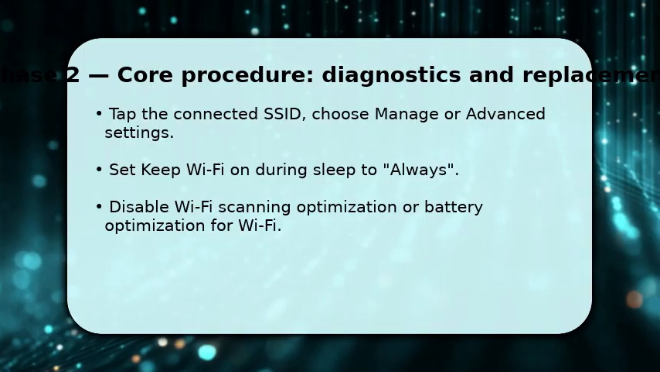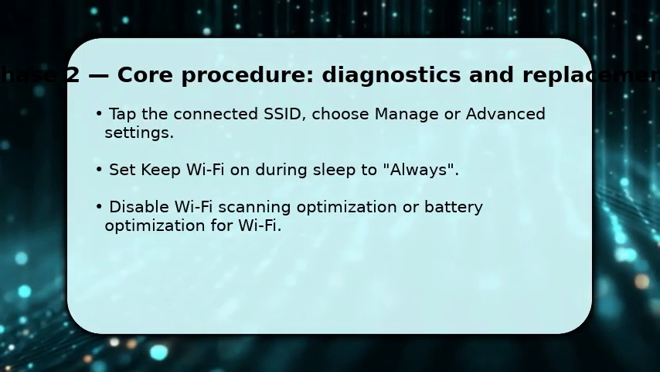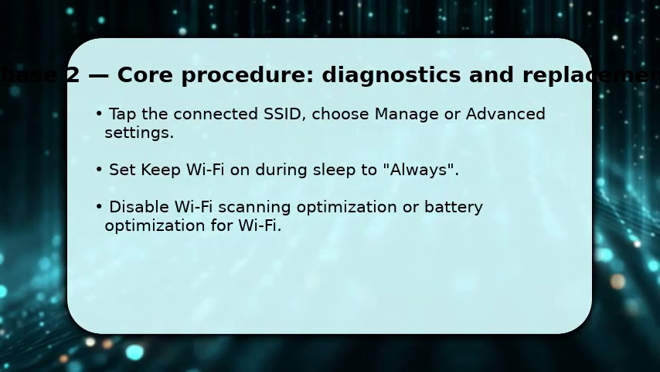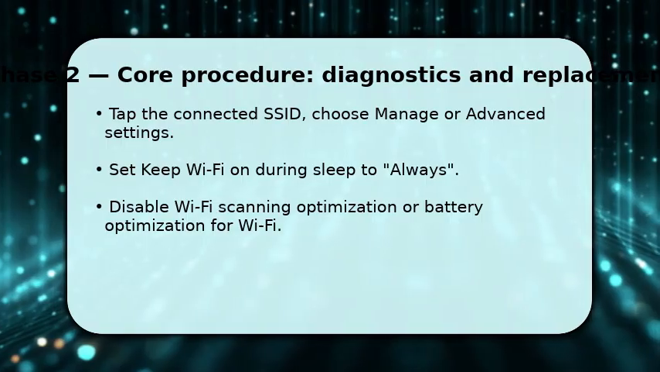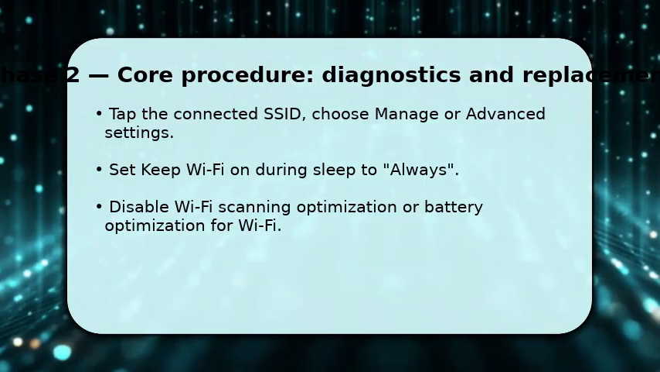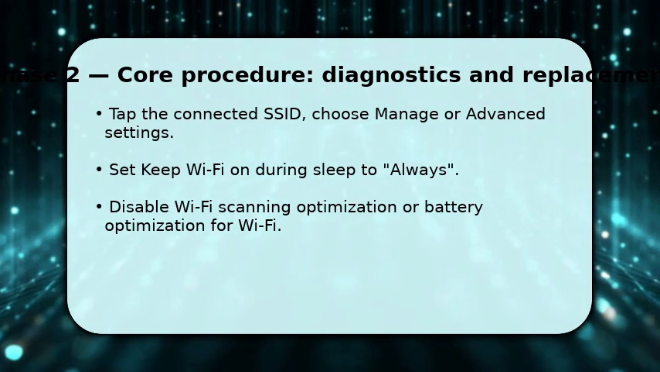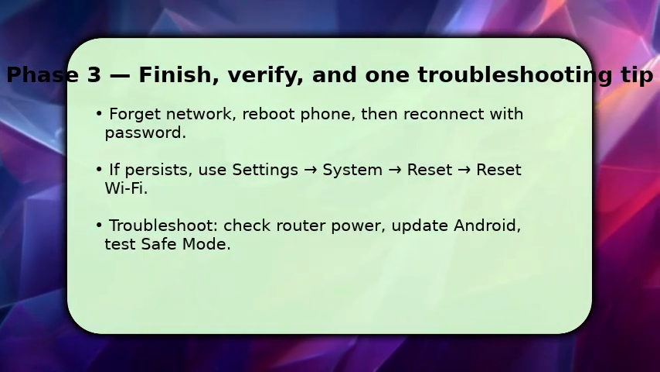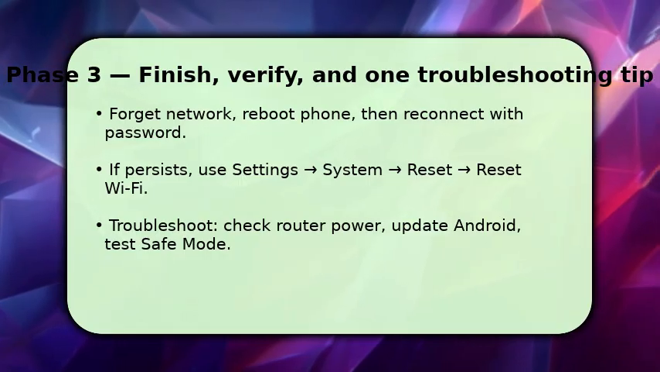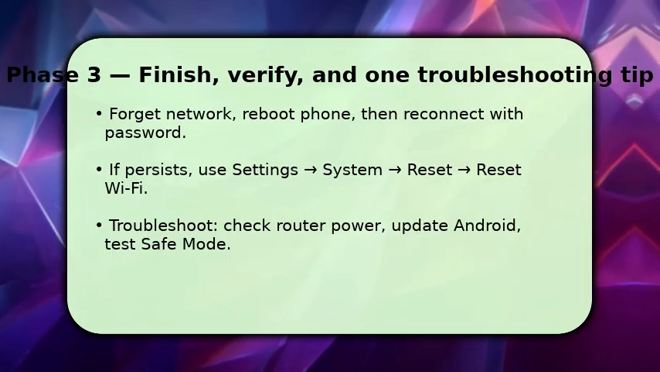Then, disable Wi-Fi scanning optimization and remove battery optimization for the Wi-Fi system app or the specific app affected. These settings stop aggressive power saving from killing connections, and they explain why the phone previously turned Wi-Fi off unexpectedly. Finish by forcing a fresh connection. Forget the network, restart your phone, then reconnect using the correct password to refresh DHCP and saved profiles.